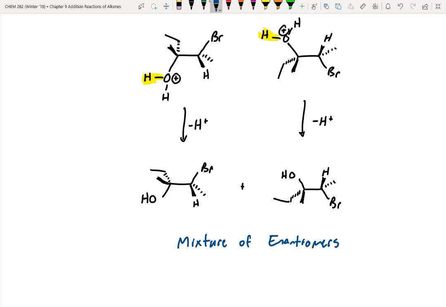Do you think we're going to get one over the other, or do you think they're both going to be equally likely? Equal, right? So in this example, we'd get a 50-50 mixture of enantiomers. This would be a racemic mixture, and it wouldn't be optically active anymore, right?